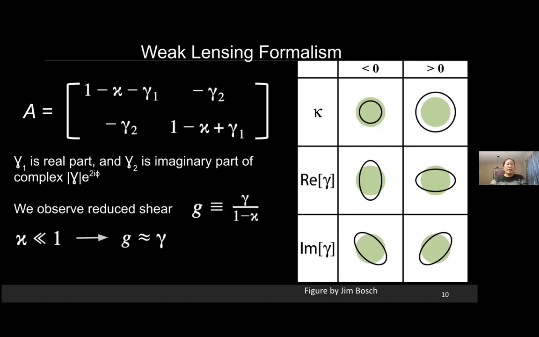A comment here is that we actually observe the reduced shear. In most large-scale structure analyses, we don't actually correct for this kappa term. We assume that it's really, really small, so that this reduced shear is basically equal to gamma. We can talk later about whether that's a good approximation or not, but so far, it seems to be a reasonable thing to do.